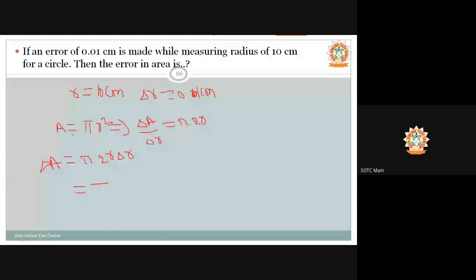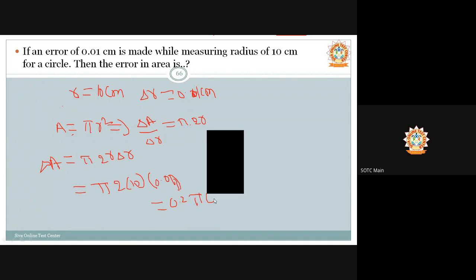So it will come pi into 2 into r. R is nothing but 10, and your del r will become 0.01. So now tell me what 20 into 0.01 will become. It is 0.2, right? So 20 into 0.01 will come 0.2 pi centimeter square. This is your error in your area, that is your del A.